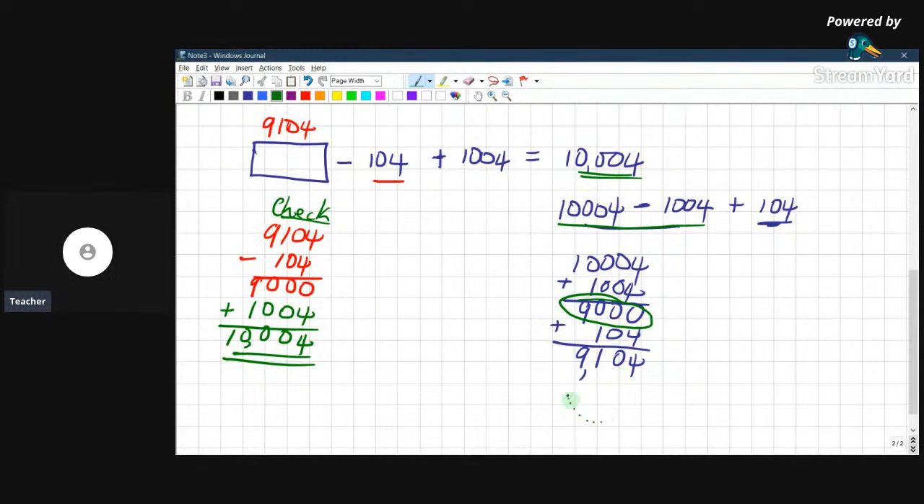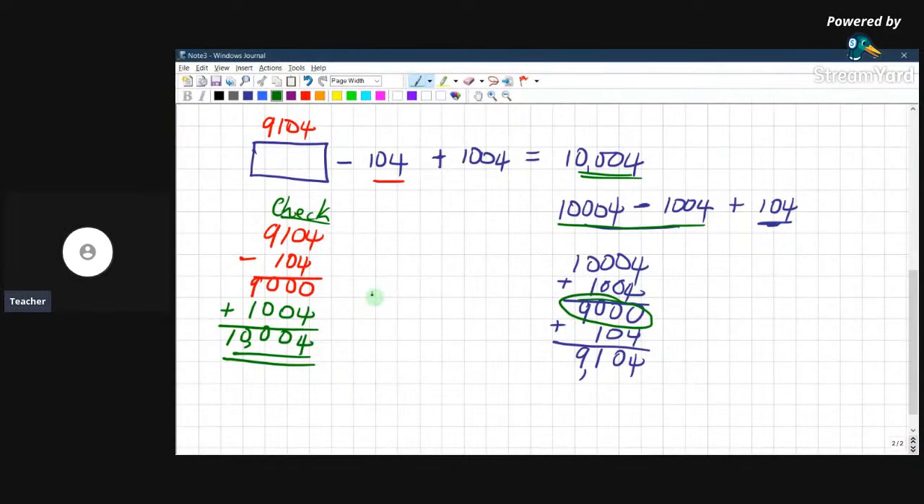9,104. So to prove if that is so, I'm going to check my work by plugging this in where this is. So this now represents the unknown. So now we know it. And then I'm going to take from that the 104. When I take that away, I get back to the 9,000.